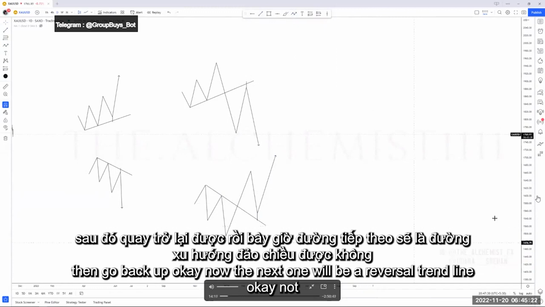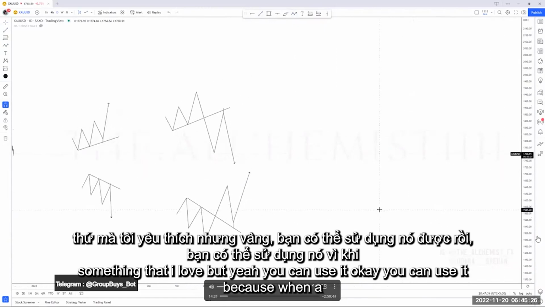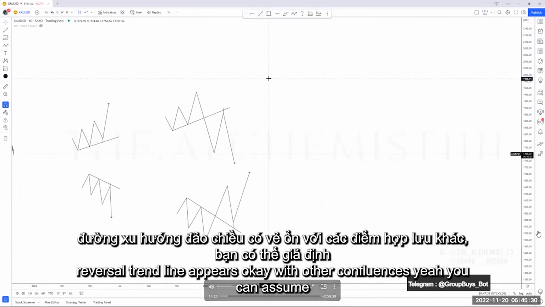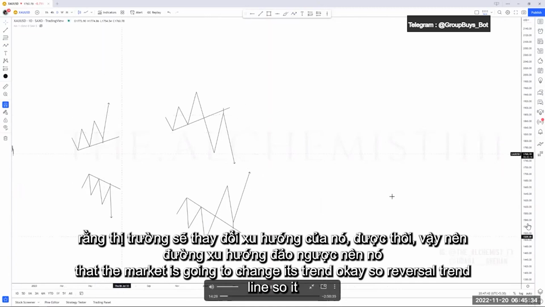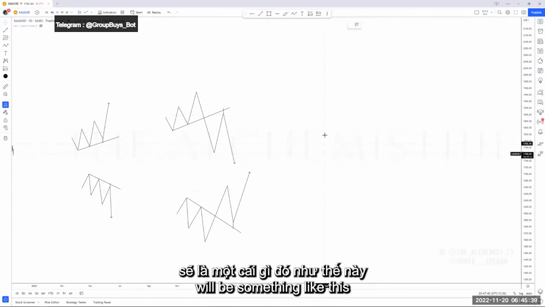Now the next one will be a reversal trend line. Not something that I love, but yeah, you can use it, because when a reversal trend line appears with other confluences, you can assume that the market is going to change its trend. So the reversal trend line will be something like this.